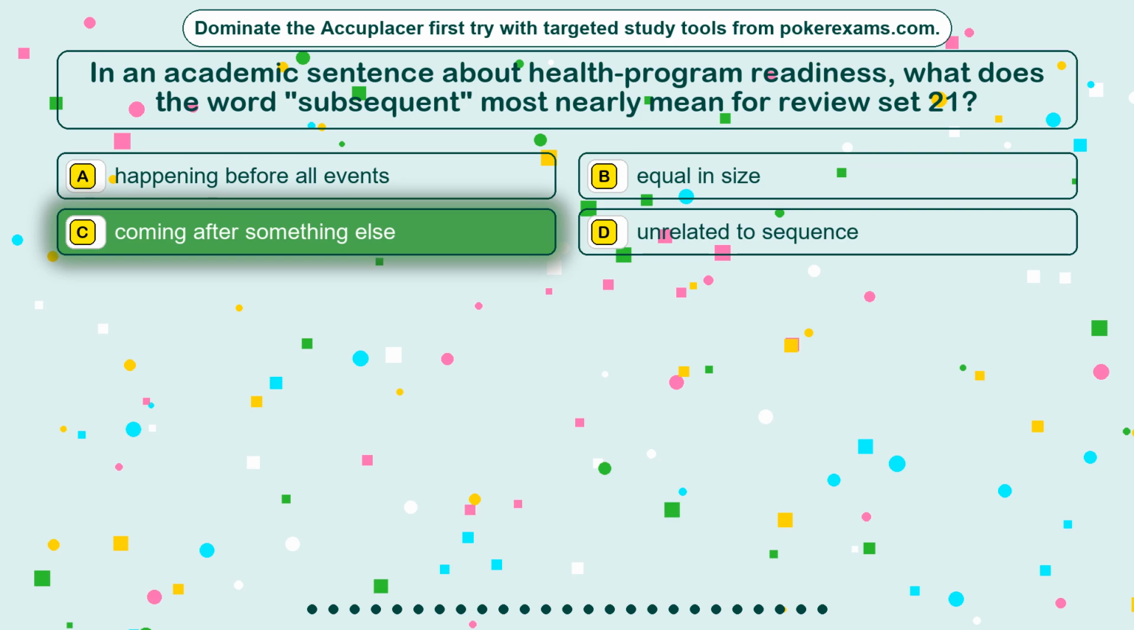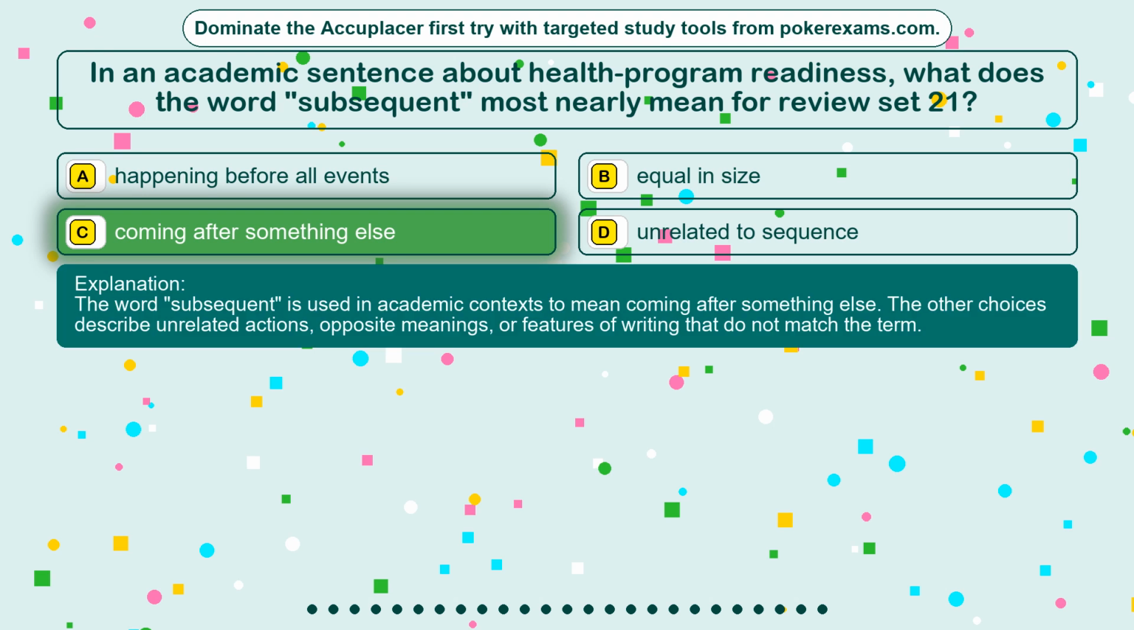The correct answer is option C, coming after something else. The word subsequent is used in academic contexts to mean coming after something else. The other choices describe unrelated actions, opposite meanings, or features of writing that do not match the term.